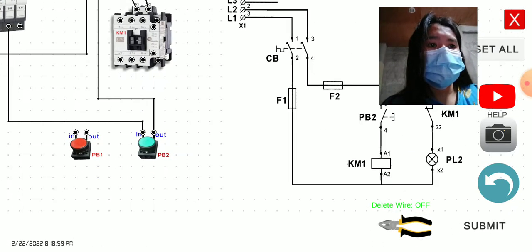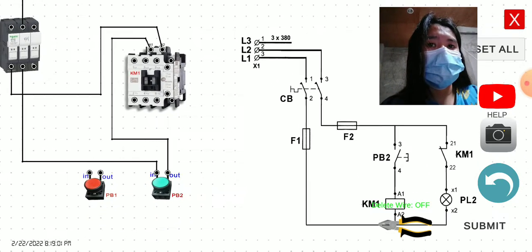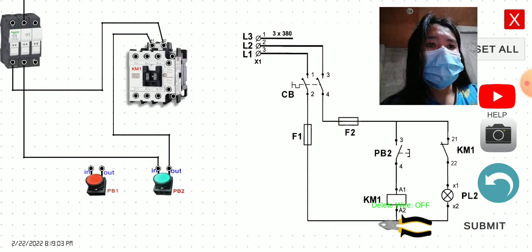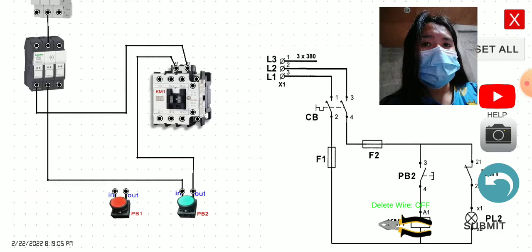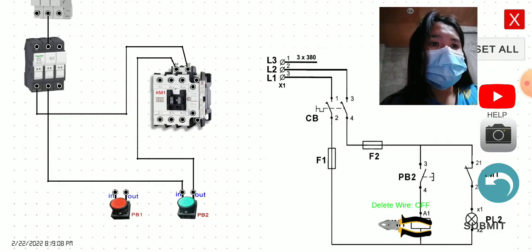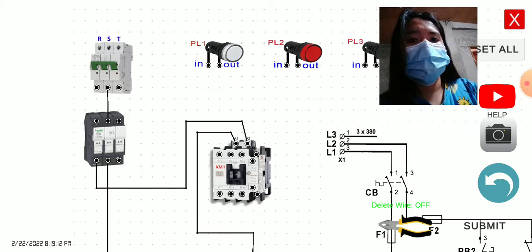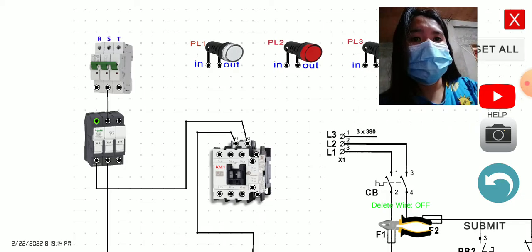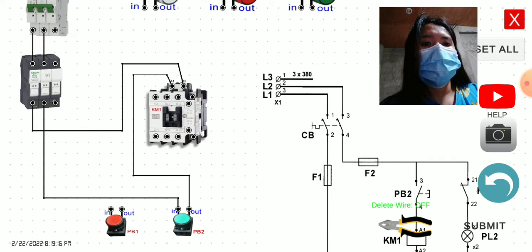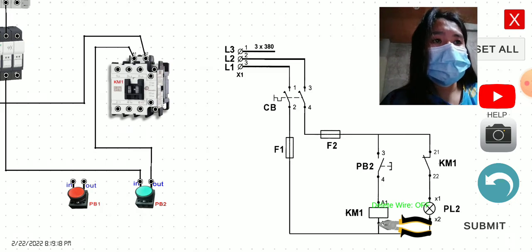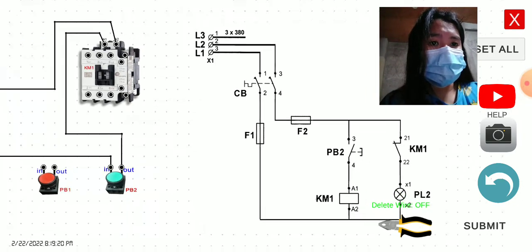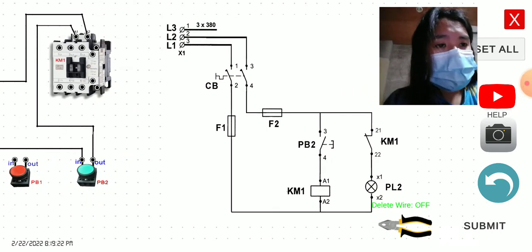So after we connect our A2 or coil to fuse 1, we will go back to our circuit breaker to the line 1, which is the R. So from fuse 1 to our R. After we finish the first line, we will wire now our second line, which is the normally closed contact.